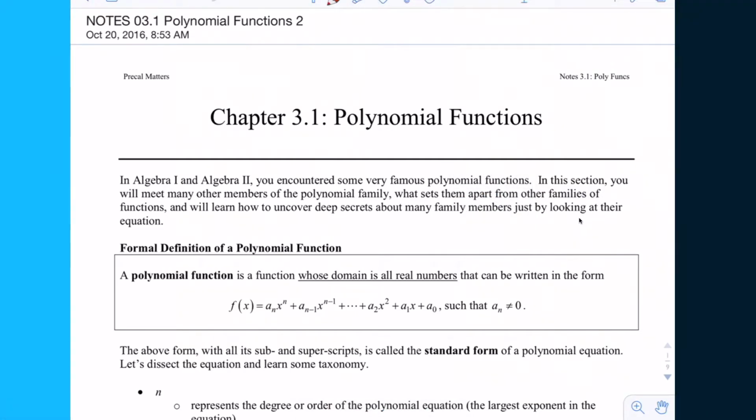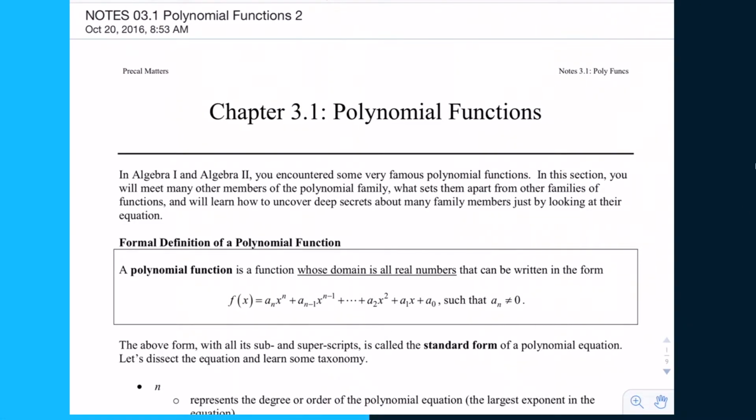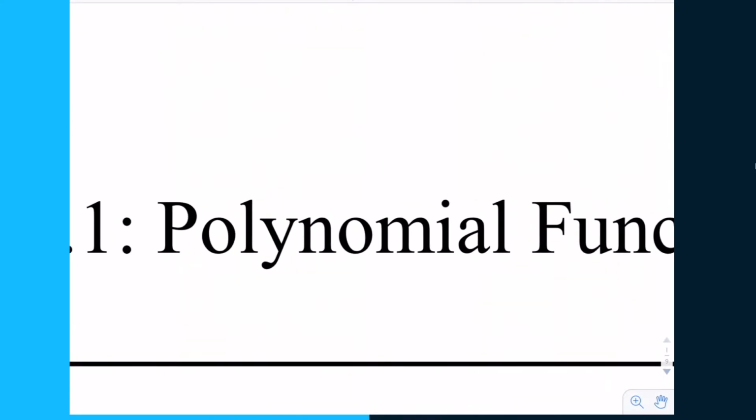Polynomial functions. Yeah, 3.1. Let's analyze the word polynomial. Polynomial is made up of two words, polynomia and le. Okay? Not really. It's made up of two roots, poly and nomial. So what does poly mean?